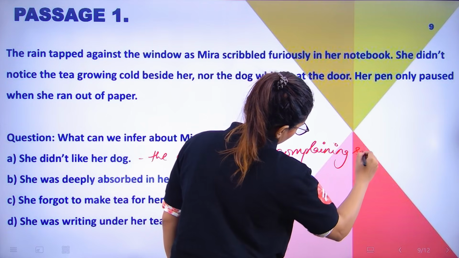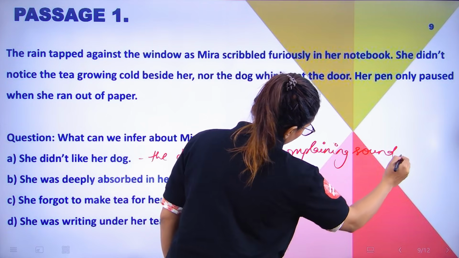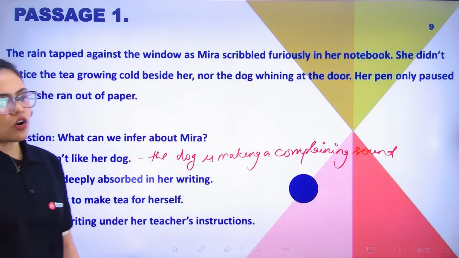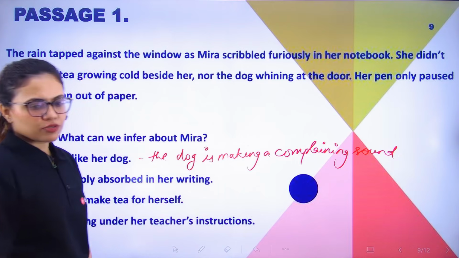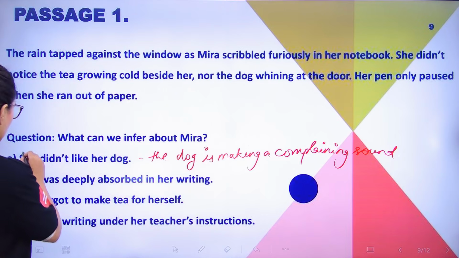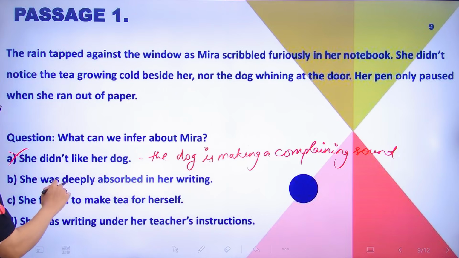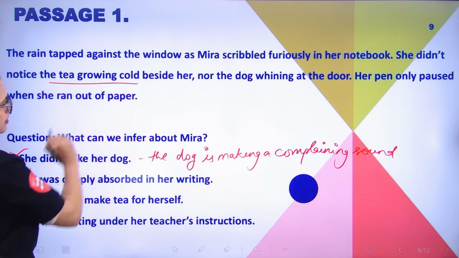But that does not establish Mira's relationship with her dog anywhere in the passage. The relationship and interaction isn't really given. ठीक है? So this will be ruled out. She was deeply absorbed in her writing. Yes. This is something that we can infer by these statements.